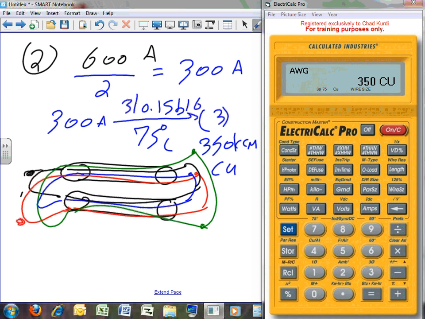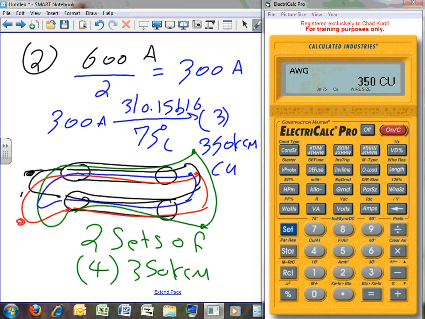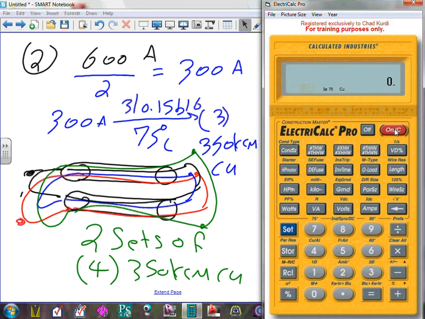Okay, so let's go. So the way you write it, it's going to be 2 sets of 4 conductors, 350 kcm each, CU, copper. Just use a calculator to come up with this. So suppose that, clean your calculator. Suppose I have 600 amp. Here's my 600. Does it care the voltages? No, care less.